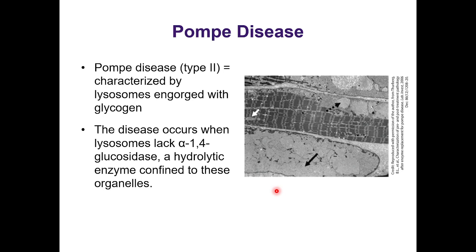Pompe disease type 2 specifically is going to be characterized by lysosomes that are engorged with glycogen, and we can actually see this over here, specifically here, and these are the important parts of that. This disease is going to occur when the lysosomes lack an alpha-1,4-glucosidase, which is the hydrolytic enzyme confined to these organelles.